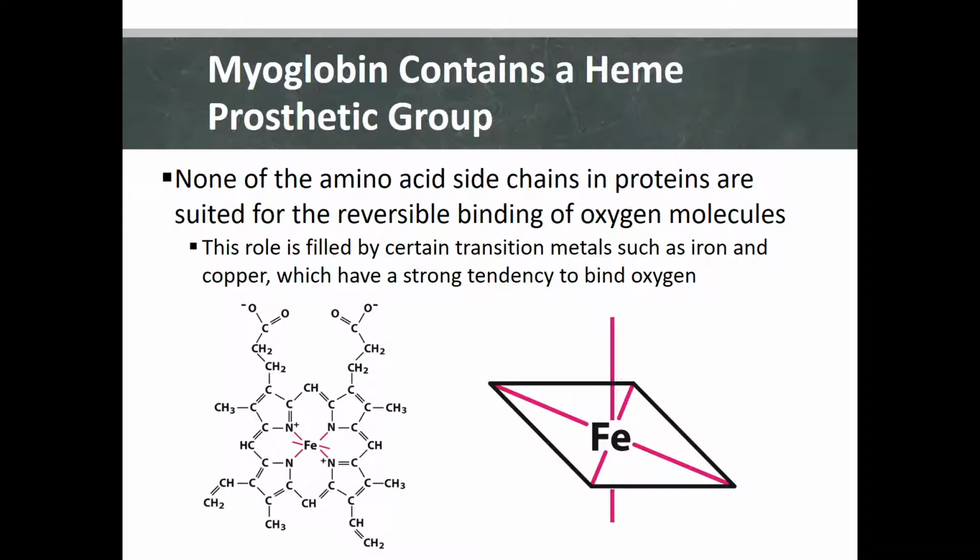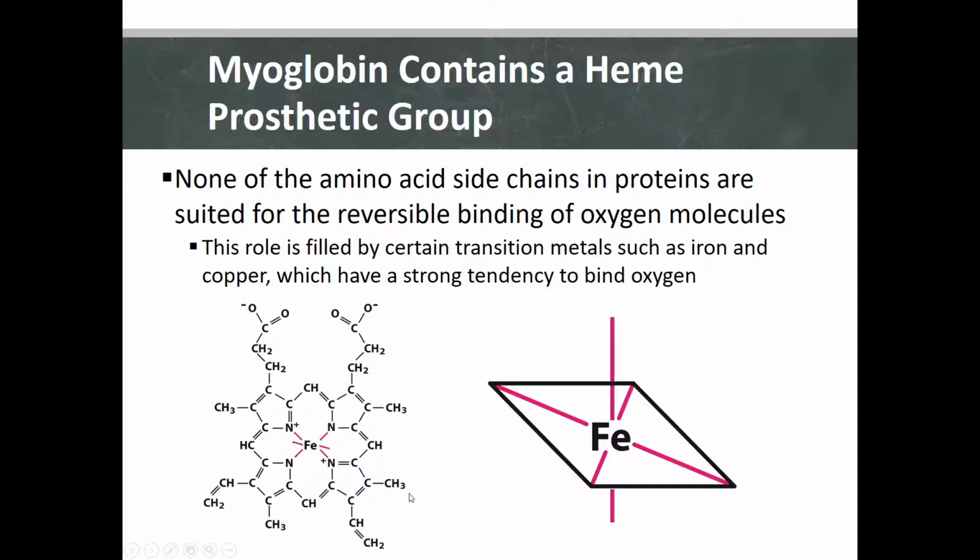Now that I have said that, the goal of a prosthetic group is to provide functional groups that are not found in the standard 20 amino acids. So there is no real good contender for a functional group that can bind oxygen found amongst the standard 20 amino acids. So here we employ a small organic molecule, and by small I'm using that term loosely.